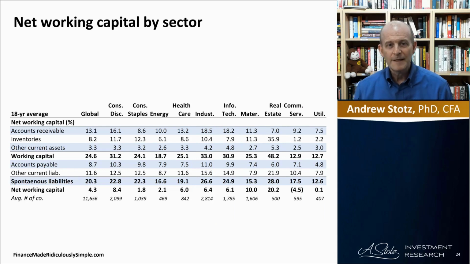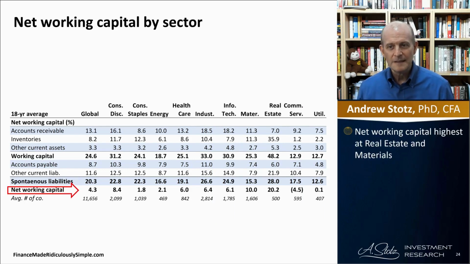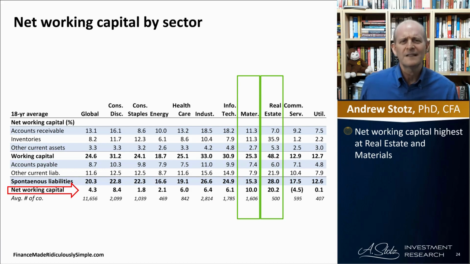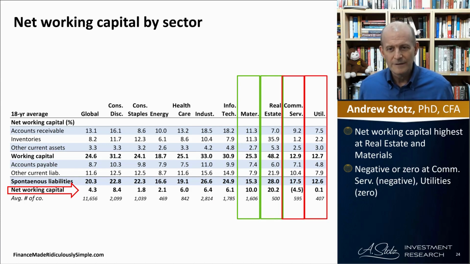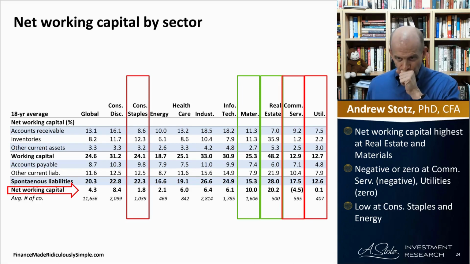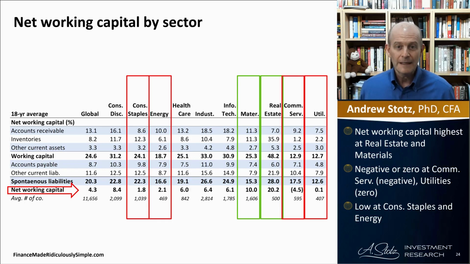Now, let's finally look at the net working capital by sector. And what we're going to see is that it's highest at real estate at 20 and materials at 10. So real estate is extremely high. And it's either negative or zero, negative at communication services, and it's zero at utilities. So negative at communication services basically means they just don't have that much current assets. Look at the inventories. They're down at 1. All right, so they're tiny, and other current assets also. And net working capital is low at consumer staples and at energy at 1.8 and 2.1.